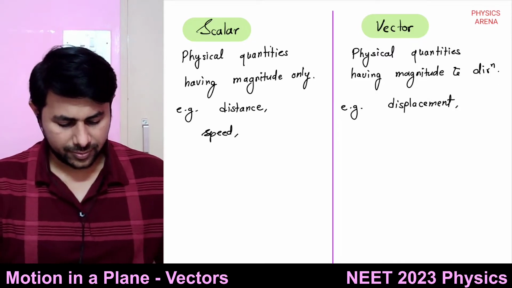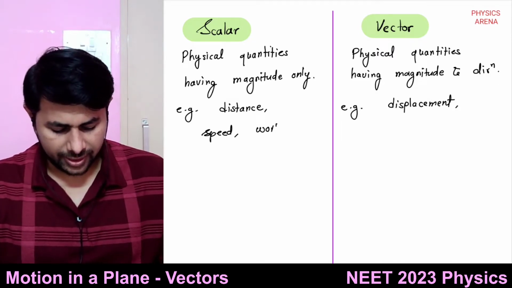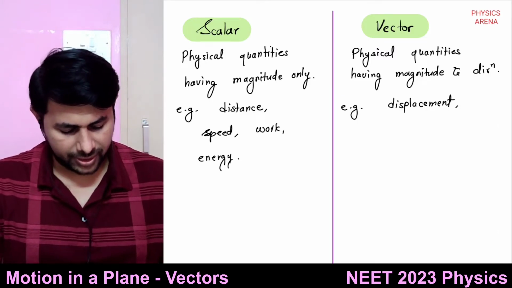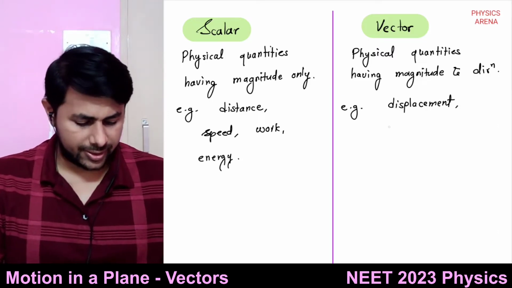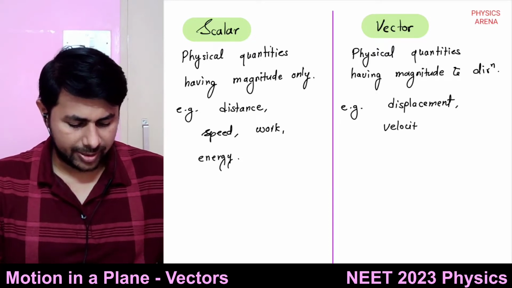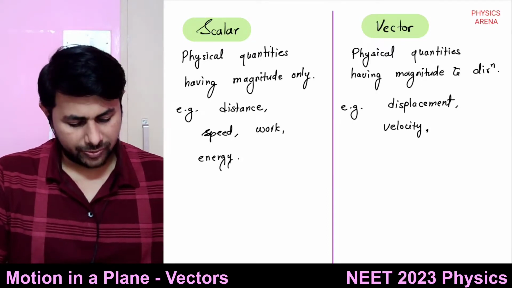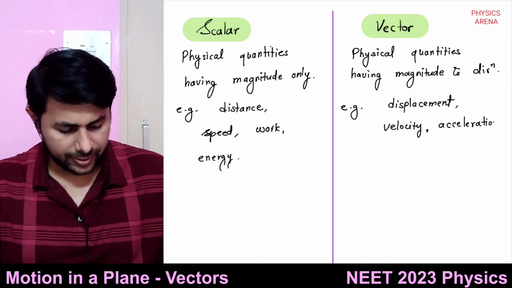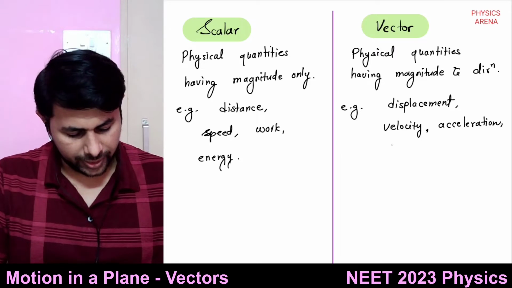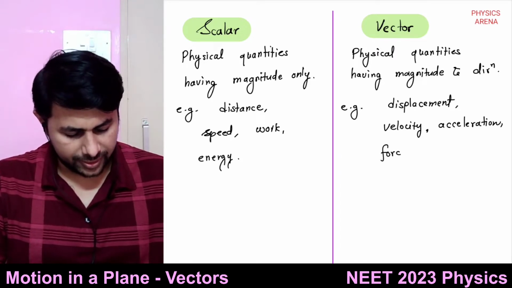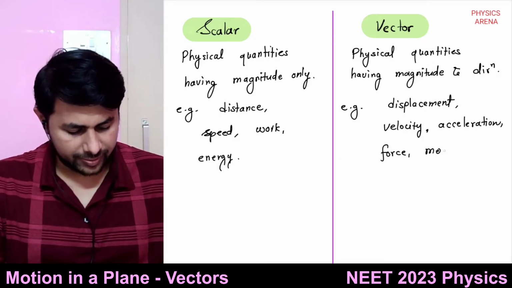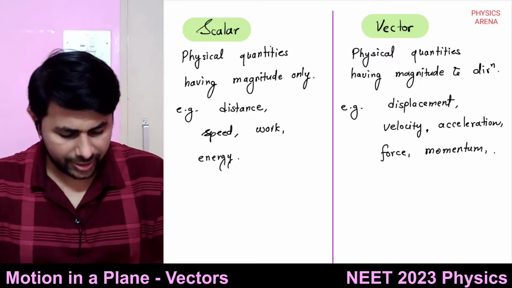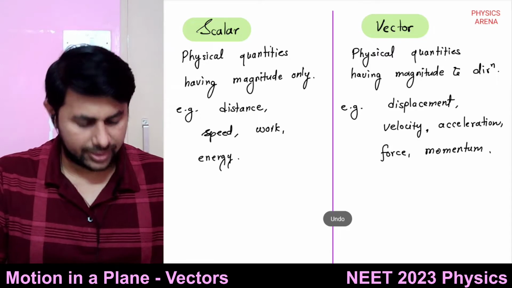Then similarly, work is a scalar quantity. Energy is an example of a scalar quantity. And if you divide displacement by time, you get velocity. So velocity is a vector. Then acceleration is a vector quantity. Then force is a vector. Momentum is a vector. Angular momentum is a vector. So there are lots of scalar quantities and lots of vector quantities in physics.